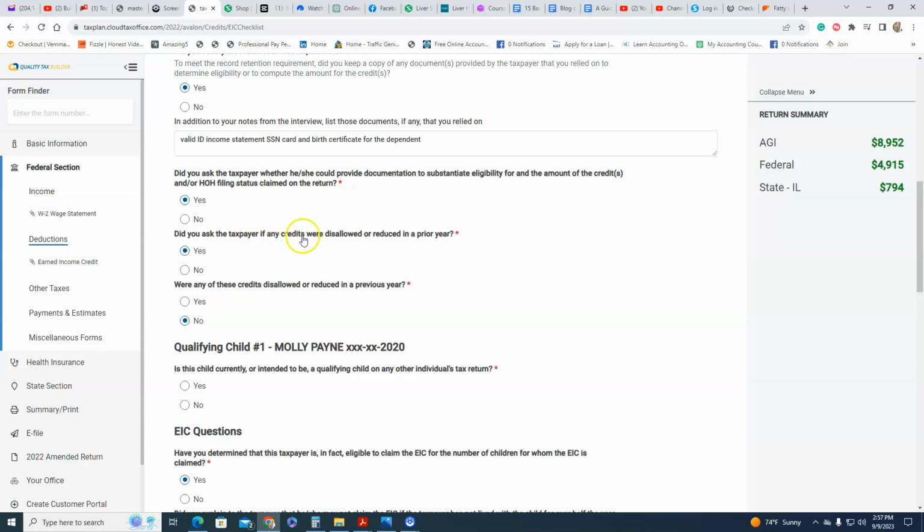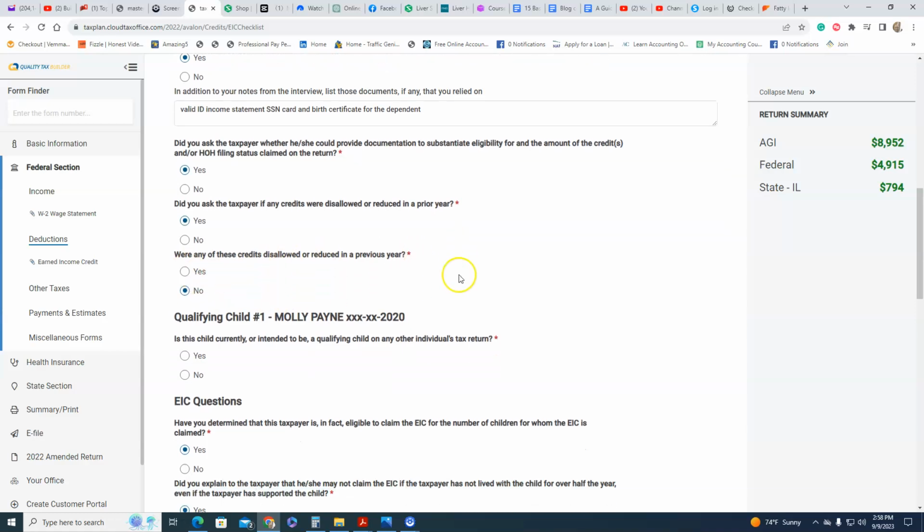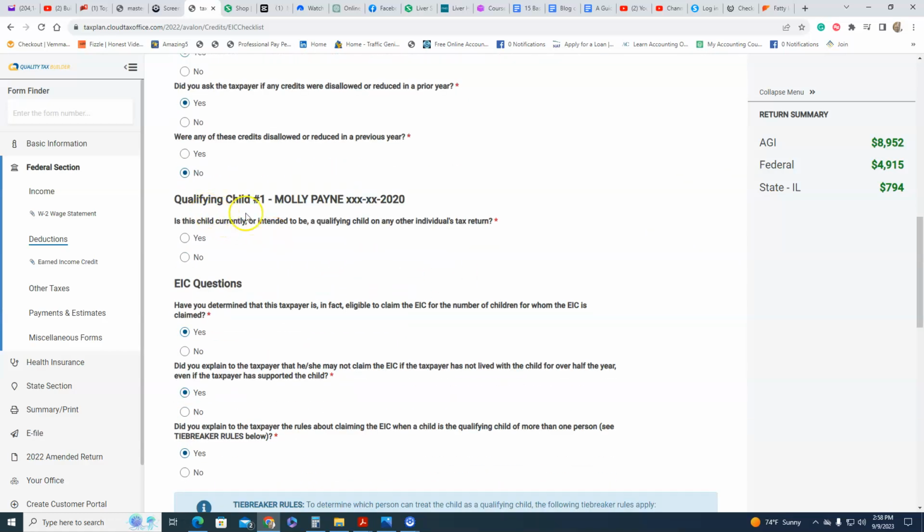Did you ask this question? And then it says, were any of these credits disallowed or reduced in any previous year? So when you ask the question, did you in any current or previous year receive a letter for any additional information, if they say no to that, then we put no right here. If they say yes to that, you put yes right here. Then the qualifying child, the name, it says, is this child currently or intended to be a qualifying child on any other individual tax return? That's going to be no.